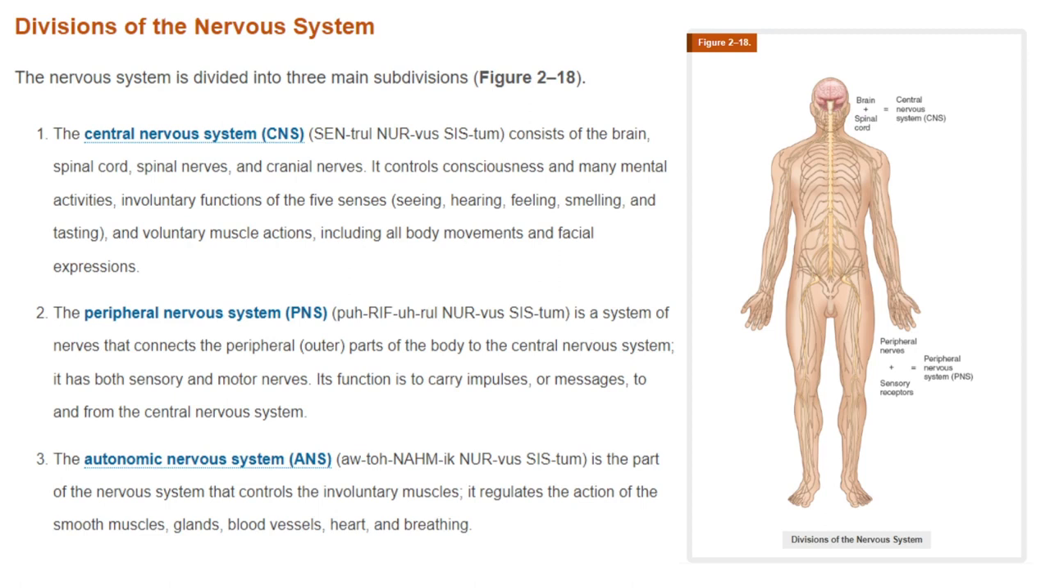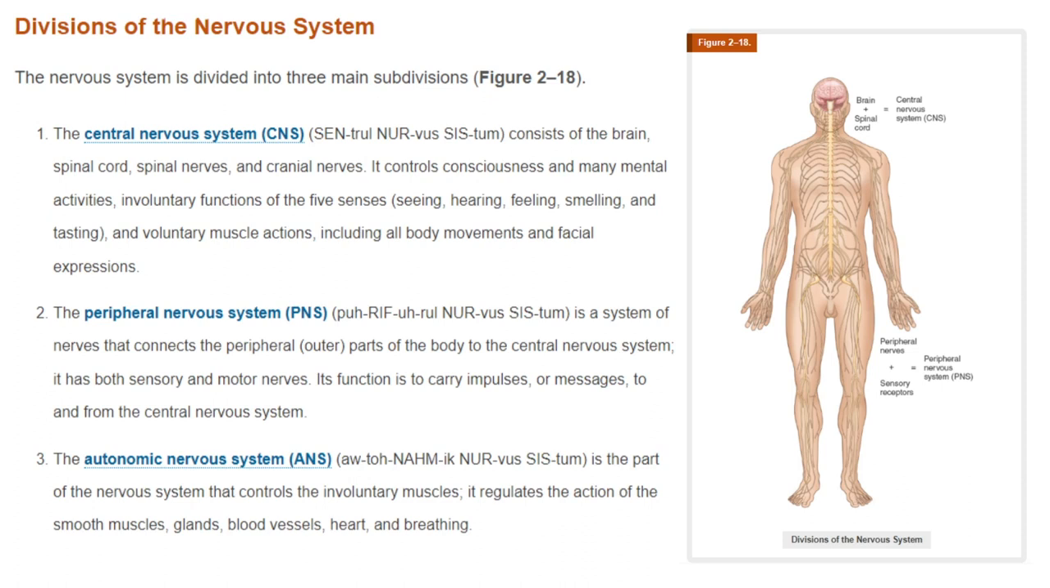The nervous system is divided into 3 main subdivisions, Figure 2:18. The central nervous system consists of the brain, spinal cord, spinal nerves, and cranial nerves. It controls consciousness and many mental activities, involuntary functions of the 5 senses, seeing, hearing, feeling, smelling, and tasting, and voluntary muscle actions, including all body movements and facial expressions.